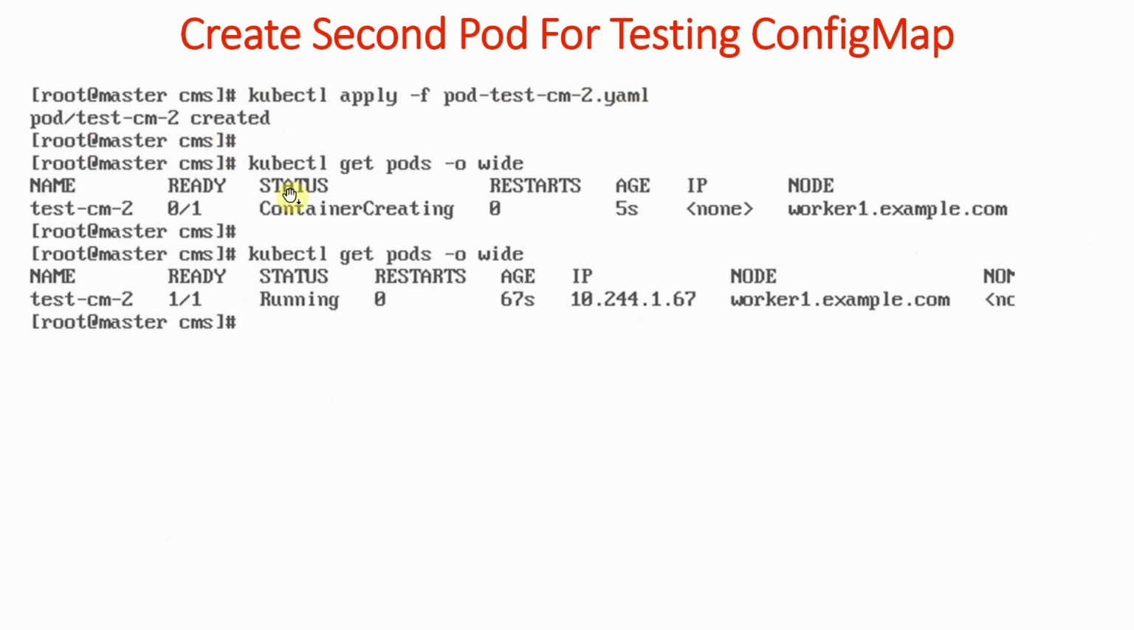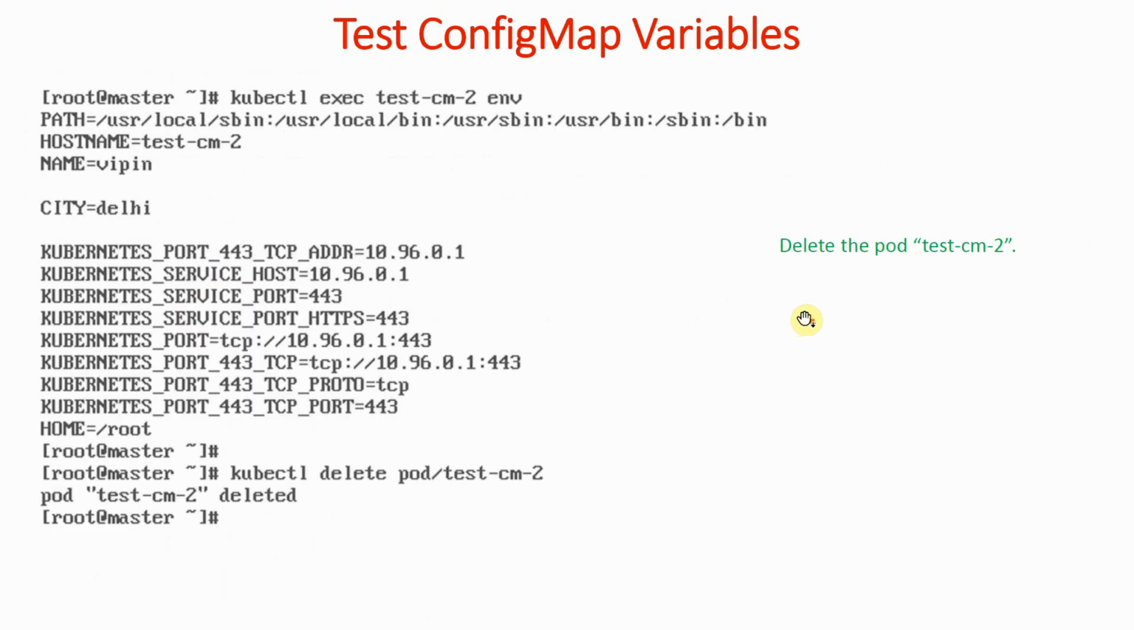This pod got created. With the -o wide option we can view the state. Still it is in creating state, so after some time it will be in running state. It is showing the IP address and on which node it has been run. And to test, again we run kubectl exec test cm2 with the env command. So what is it showing? It is showing that name is equal to Vipin, city is equal to Delhi.